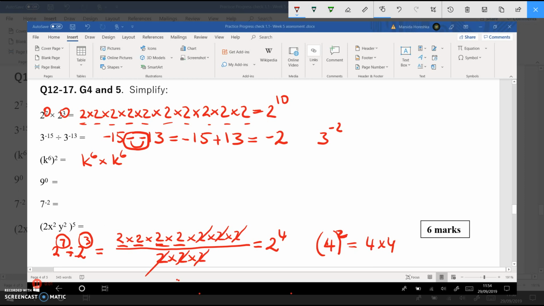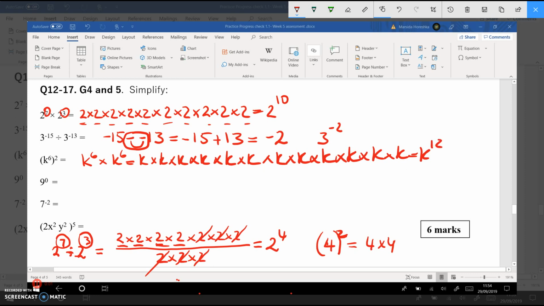So it is exactly the same as going through 6 k's multiplied. So k times k times k times k times k times k, 1, 2, 3, 4, 5, 6. So that makes k to the power of 12. And we also looked at the first example, which means adding the powers.